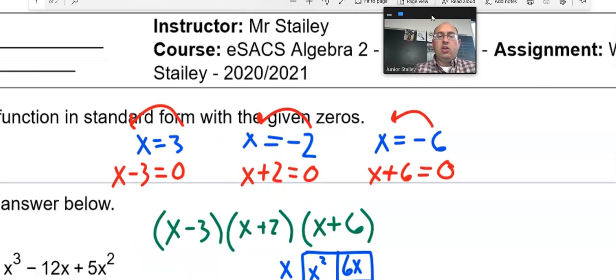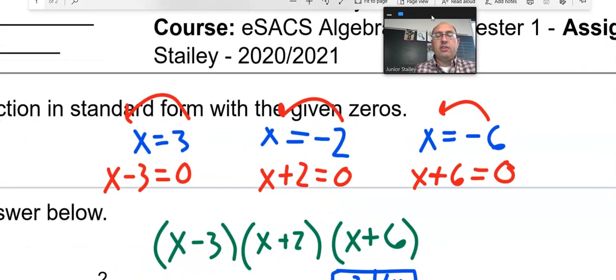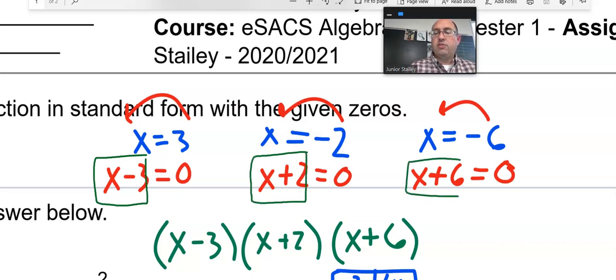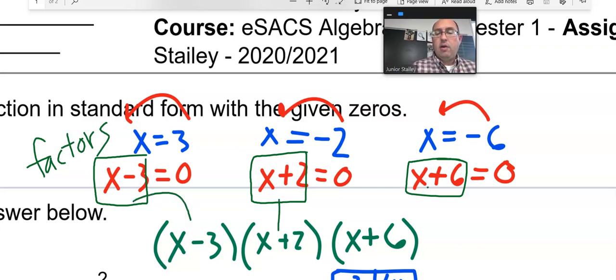But what I want you to look at here is how I handled it. I started out with x equals 3, x equals negative 2, x equals negative 6. You'll notice that I pushed the constant number to the other side. What I have created here, x minus 3, x plus 2, and x plus 6, these are called factors. Those are my factors. And as you can see, this is called factored form.